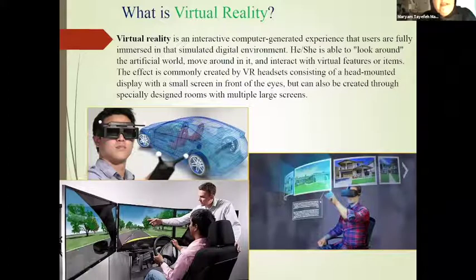And he can move around, or he can have some interaction with the different pages, as you can see here. Some of them also can be in special rooms with very big screens or large screens. The multiple screens, as you can see in the last picture at the bottom of this page, where a person is going to be taught how to drive, or some other applications that we are going through.